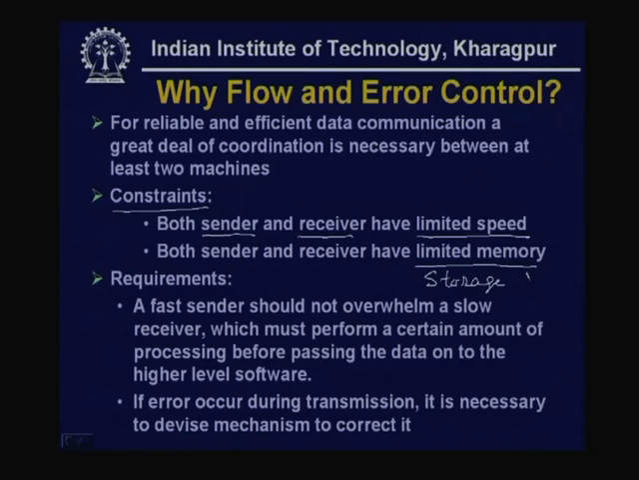Under these constraints, the requirement is that a fast sender should not overwhelm a slow receiver, which must perform a certain amount of processing before passing the data onto the higher level software. That means after the data is received, the receiver has to do some processing before it can pass it on to the next higher level software or store it in the permanent memory.